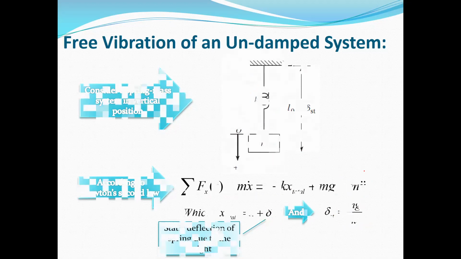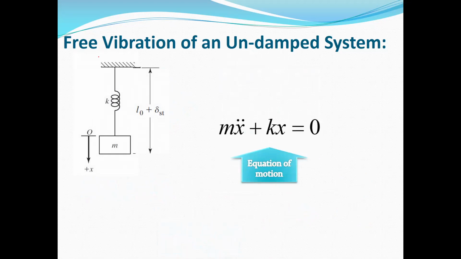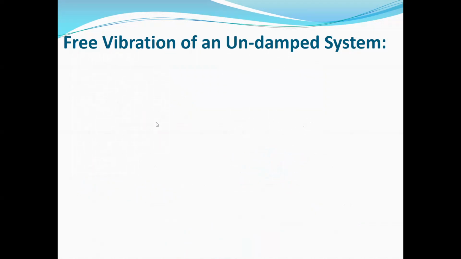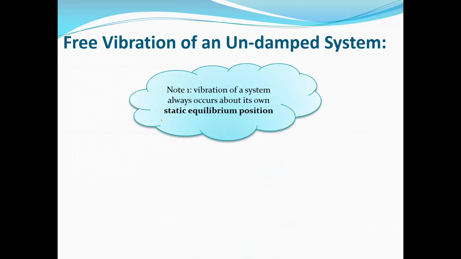So you can see the same equation is extracted for this system with vertical motion, and we can conclude the equation for the vertical motion and horizontal motion will be the same. But we can conclude two important points from this system. The first one is that the vibration of a system always occurs about its own static equilibrium position.